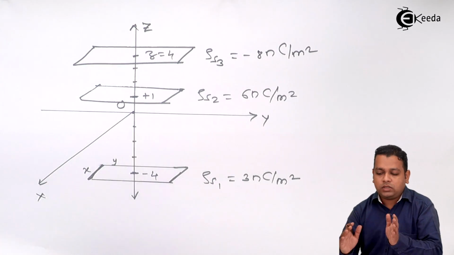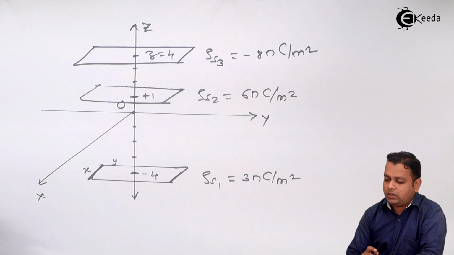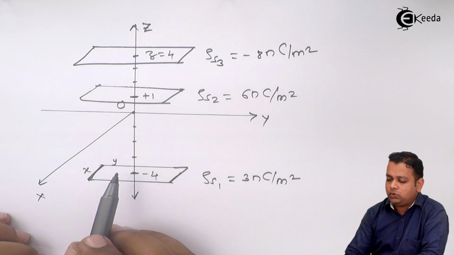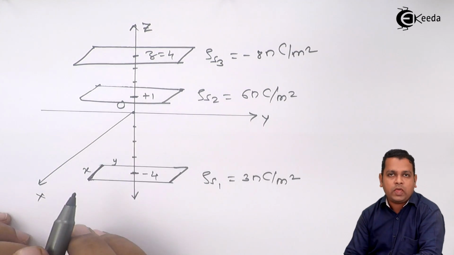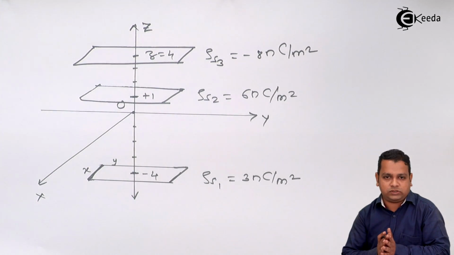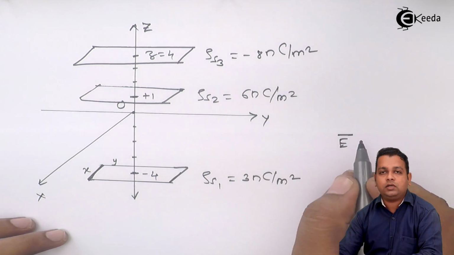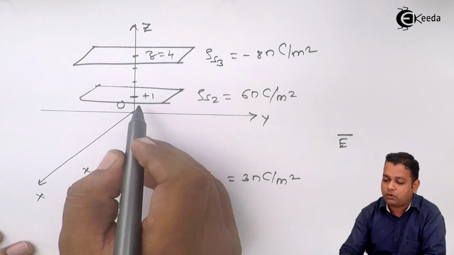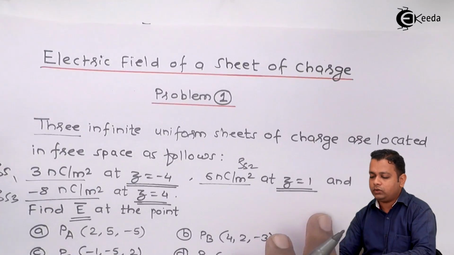So there are 3 sheets having uniform distribution of charge. They have infinite dimensions in x and y, situated on the z-axis at minus 4, plus 1 and 4. So this picture should be clear to us. Now we are asked to determine the net electric field intensity produced because of these 3 different sources of electric field at the field point.